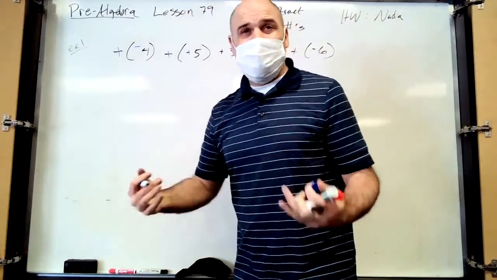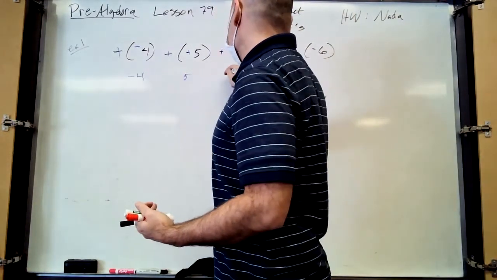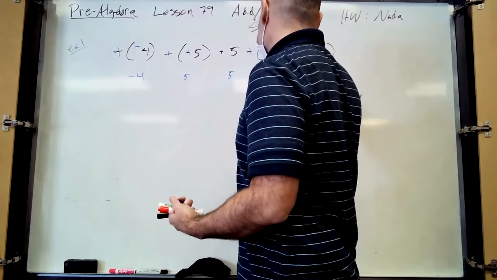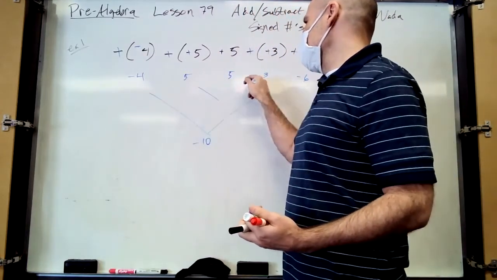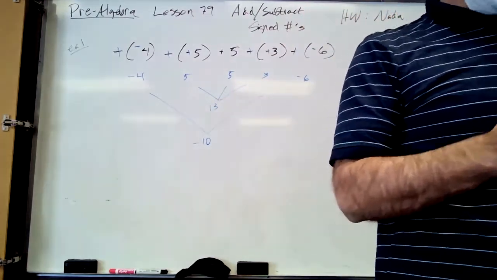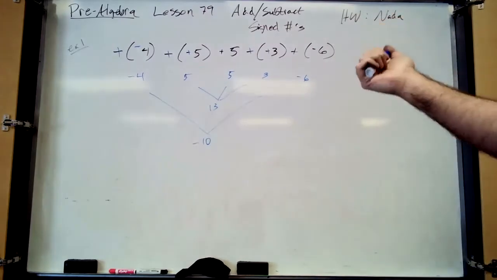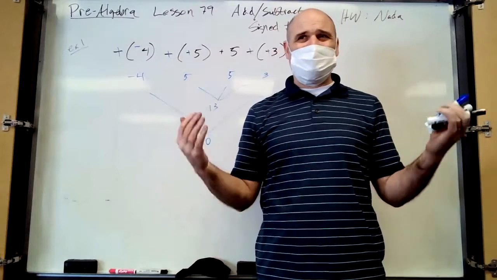So if it helps, you can rewrite each one. Okay, that's a negative 4, that's a 5, that's a 5, that's a 3, and that's negative 6. So these negatives add to negative 10. These guys add to 13. They fight, and you get 3.